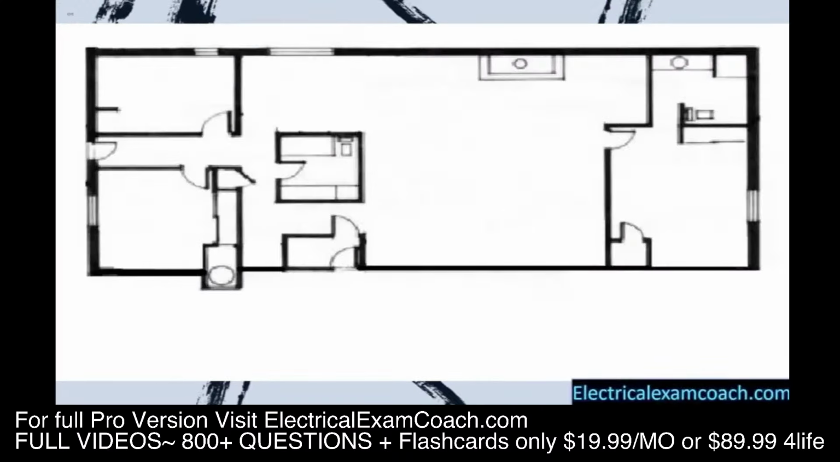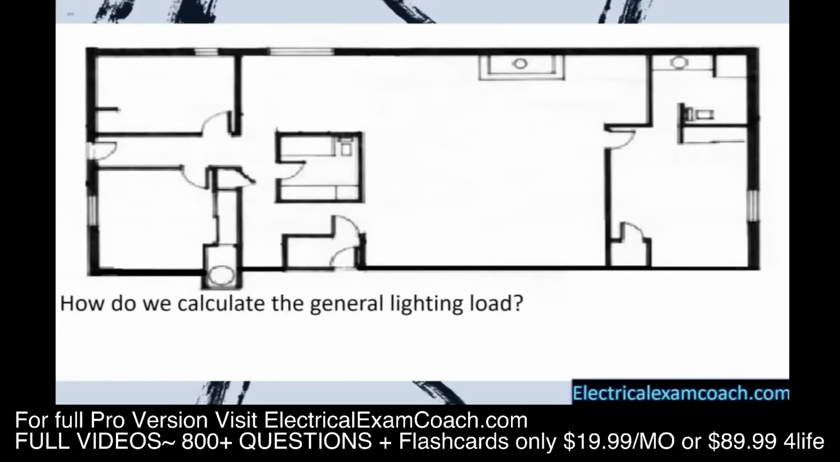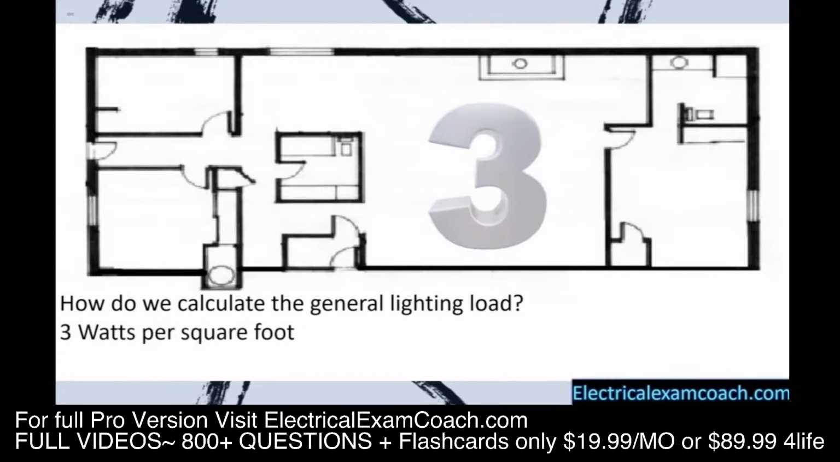The first question we have to ask is, how do we calculate the general lighting load? Are we going to calculate it per receptacle outlet, per lighting? Do we have to count them, add it all up? Thankfully, no, they've made it very simple. So we're going to calculate it at 3 watts per square foot. So for all of the general lighting and all of the general receptacles, all we have to do is take the square footage of the dwelling unit and multiply it by 3. But the code language actually uses VAs. So 3 watts per square foot or 3 VAs per square foot.